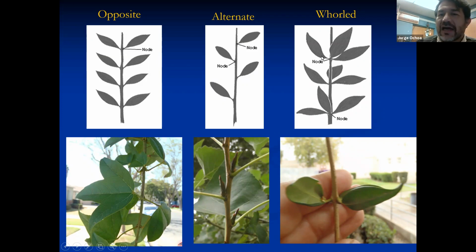And then when you have more than two leaves, three or more, coming out of the same node with more than one bud, then that is known as a whorled leaf arrangement. It's very important for you to start noticing this because now you can use this to your advantage.